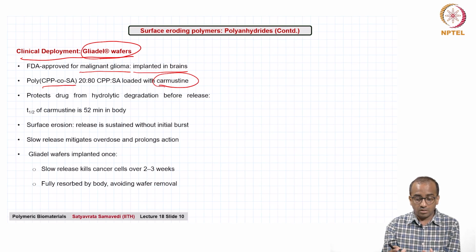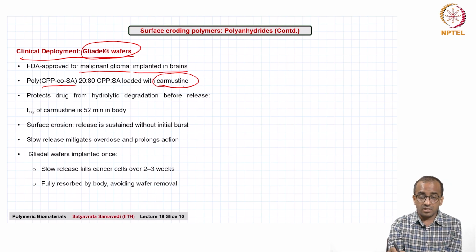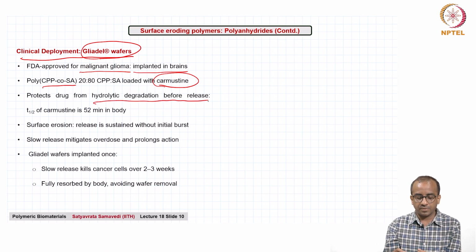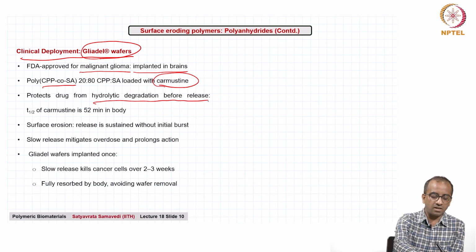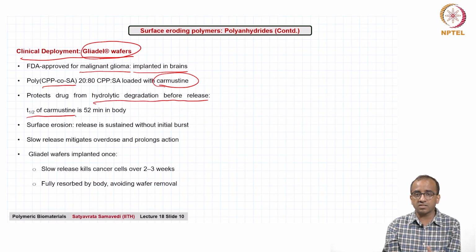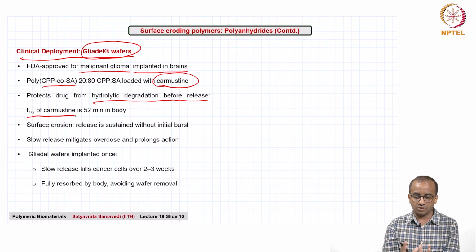Now, the fact that this drug is loaded into the polymeric matrix ensures that the drug itself is protected from hydrolytic degradation before it is released. We note here that the half-life of this drug is only 52 minutes in the body on its own, but once it is loaded into the polymeric matrix, the matrix ensures that the drug is protected from degradation until its release. So, that is a very important idea to keep in mind.